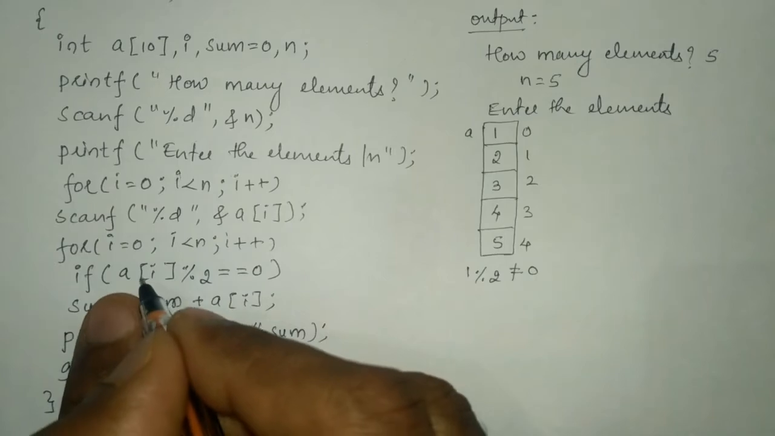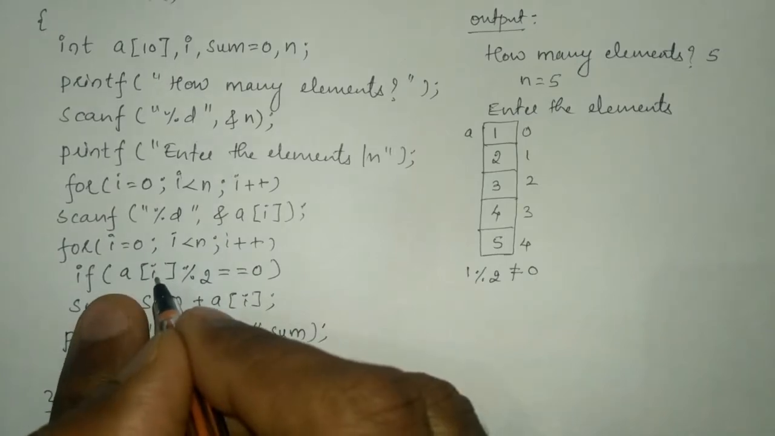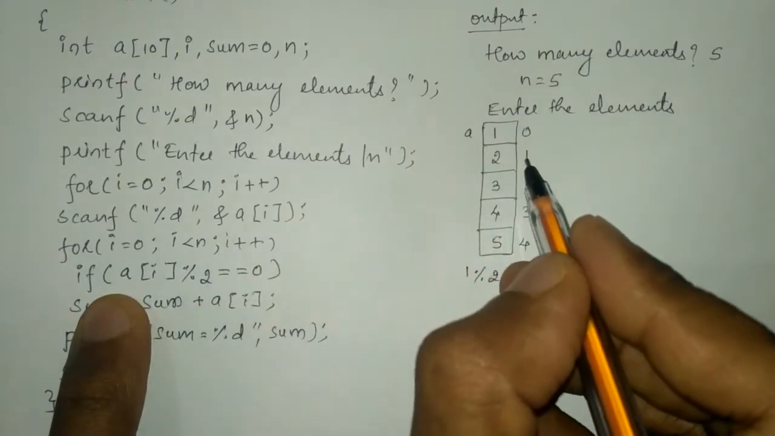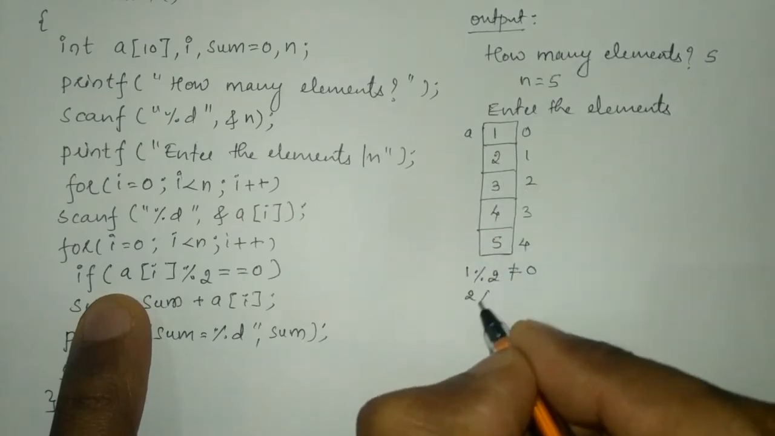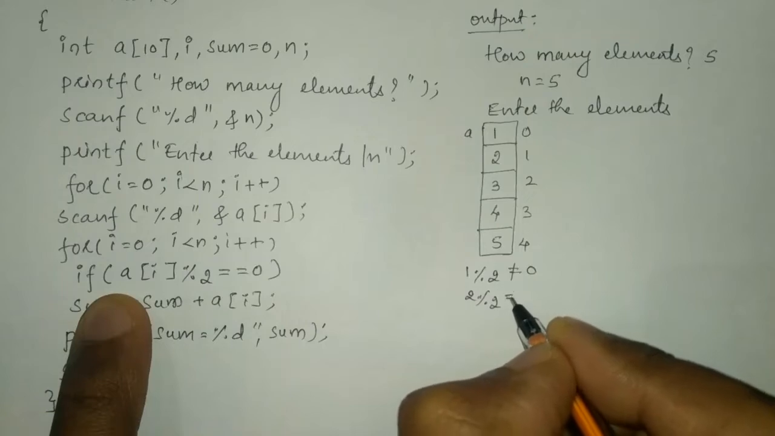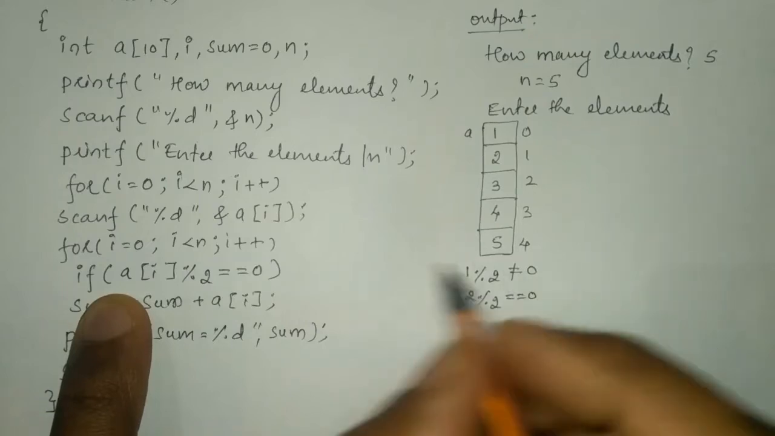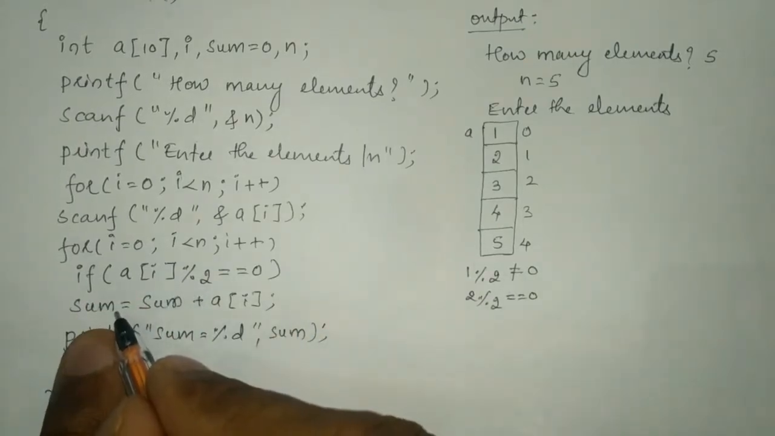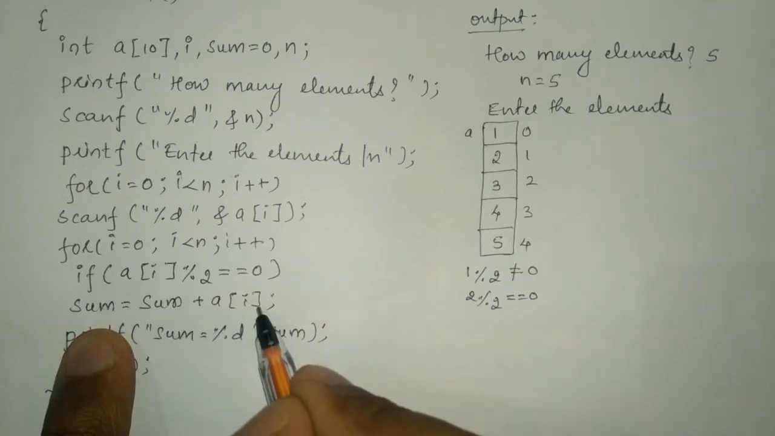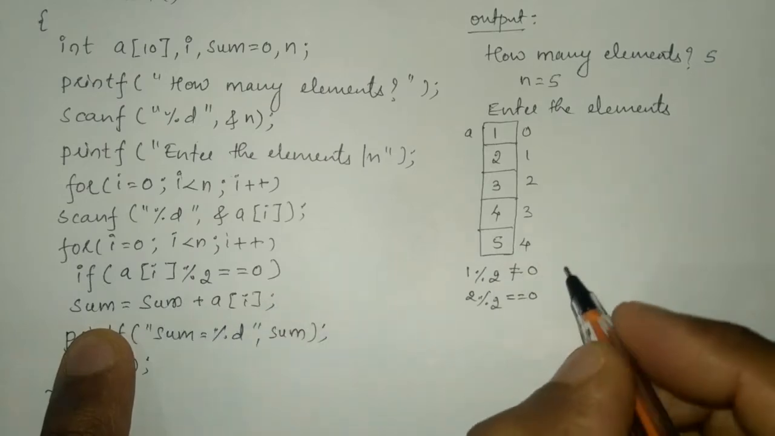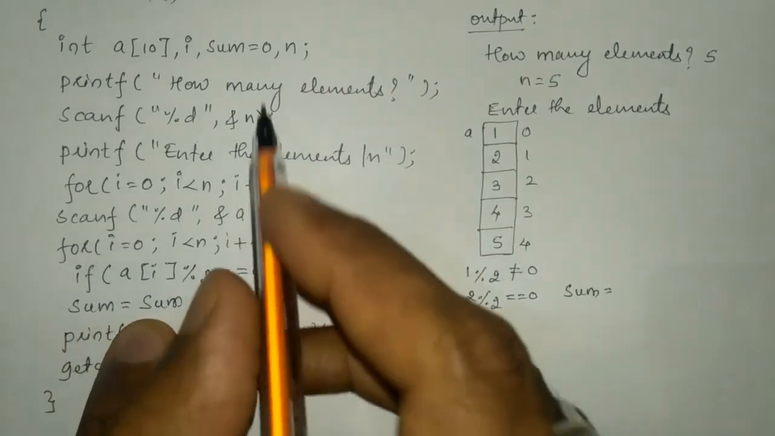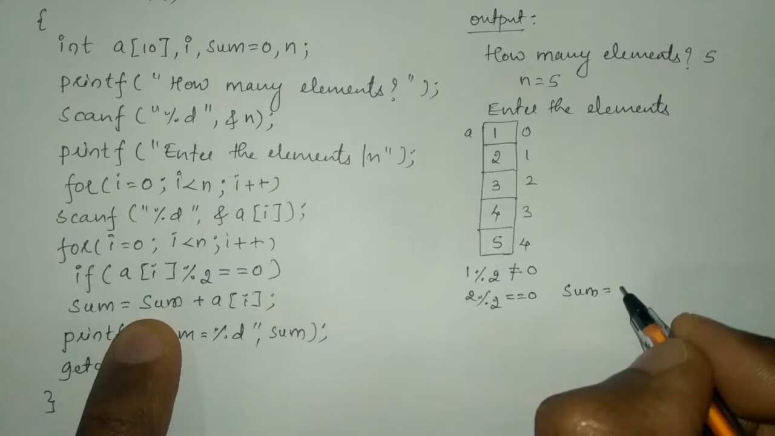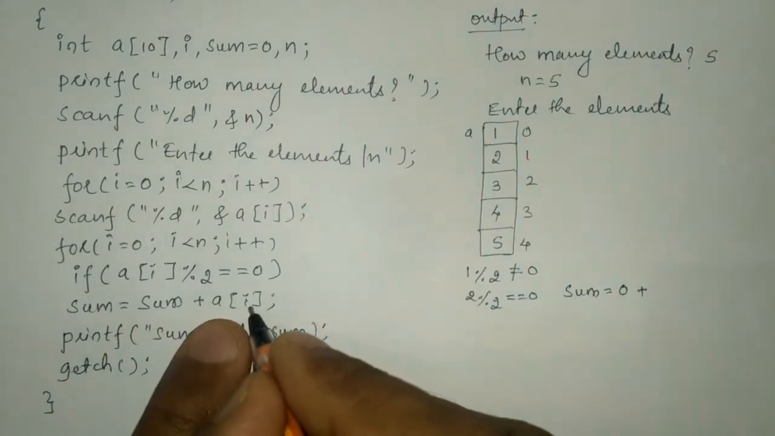Now I is equal to 1. So here a of 1 will come. So a of 1 means what? It is pointing to the second block that consisting of value 2. So 2 modular division by 2 is equal to 0. Yes, it is true. Once it is true, then sum is equal to sum plus a of I will get executed. So here I'm going to write sum is equal to sum, for the first time it is set to 0. 0 plus a of I, here it is a of 1.